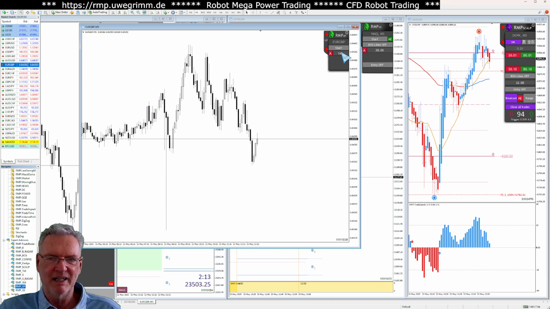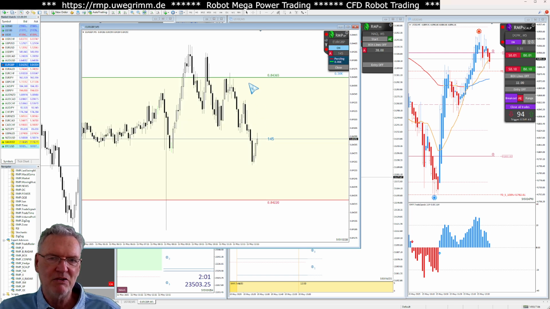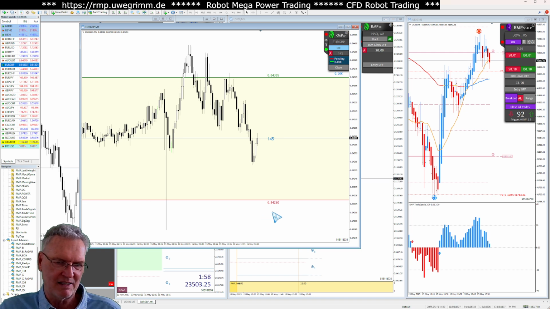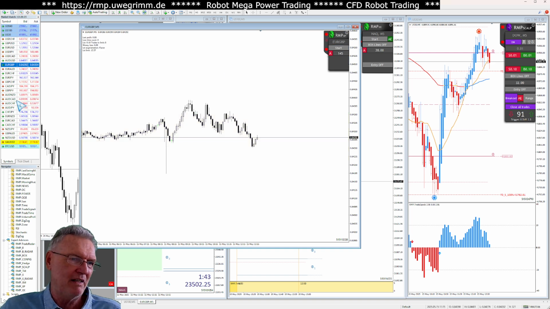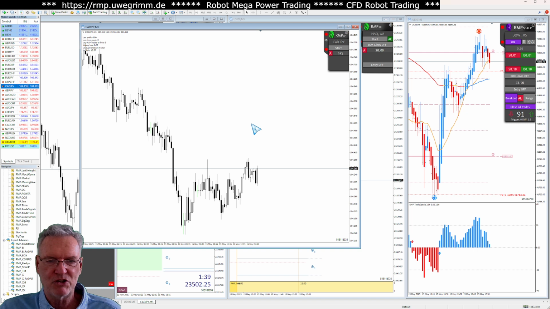So here we are. 145, this is automatically generated. Then we can also change it. Did you see there is no comma after it? Because these are pips. And then you see 145 is the size of the box. And we see here 145. This is where it goes long and where it goes short. It seems to be big, but the market is very quiet. There are also other markets. They have more volatility, like the Canadian, Japanese yen.